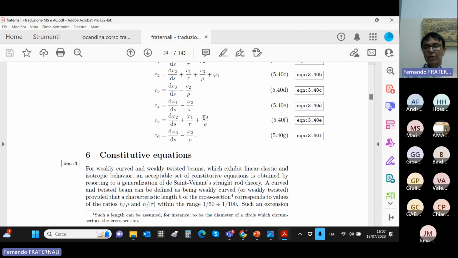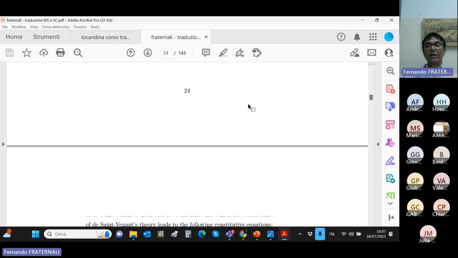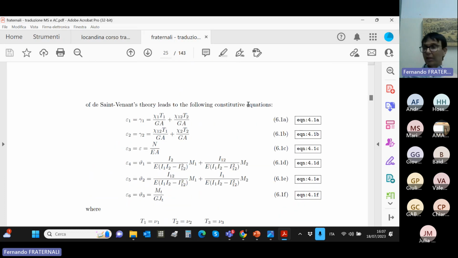At the first approximation, if the curvature of the axis line is not extremely strong, which corresponds to the case in which the ratios between the height of the beam and the radius of curvature, the radius of torsion, are in the range of 1/50, 1/100, we can basically ignore the coupling in terms of constitutive equations, and we can assume for the curved beam the same constitutive equations that are assumed for the straight beam.